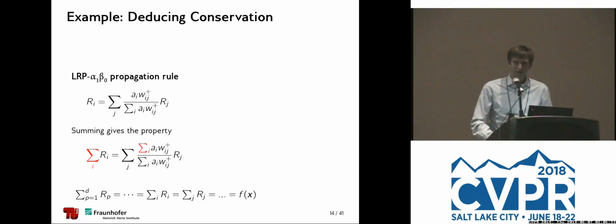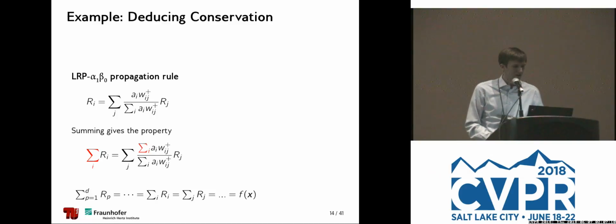Basically, we have to add a sum on both sides of the equation, and then you see that the two sums on the right-hand side permute, and then you have a fraction of the same quantity, and this cancels out, and we have directly that the sum of relevance at layer I is equal to the sum of relevance at layer J. And then we can apply this reasoning inductively to go from f of x, so the output, down to the input layer. So without doing any experiment, we have already deduced conservation.